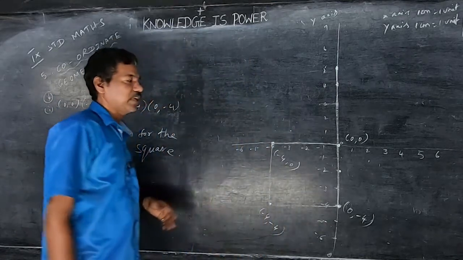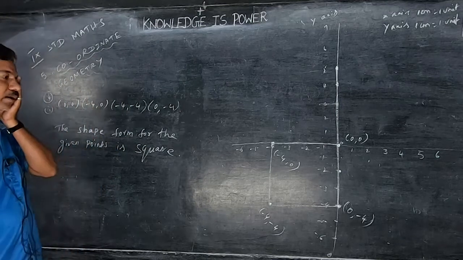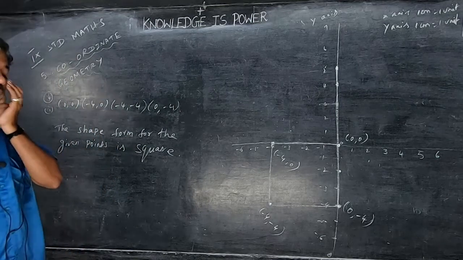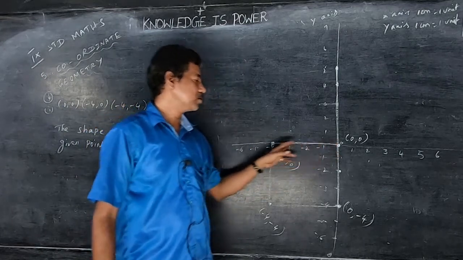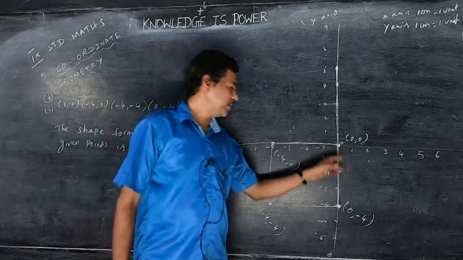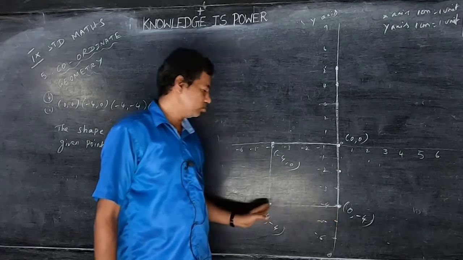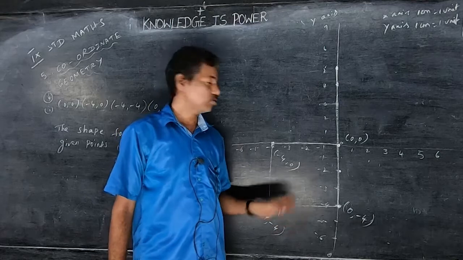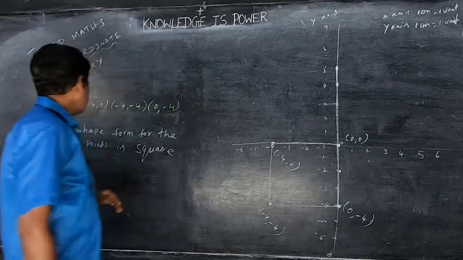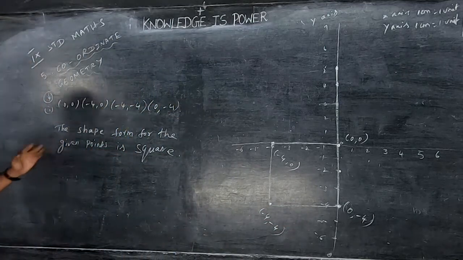We know that all the sides are equal for the square. If you take a scale and measure it, there is no need to measure, because the distance is 4. The opposite sides have the same distance. So that's why the shape formed for the given points is square.